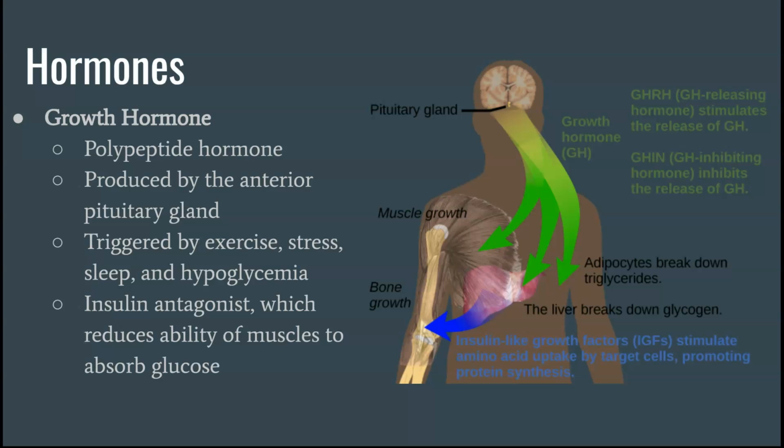Growth hormone, we talked about this already a little bit before, right? It promotes muscle growth, it promotes bone growth, it causes the liver to break down glycogen to be used in order to create new muscle and new bone. And overall, it tends to be triggered by stress.